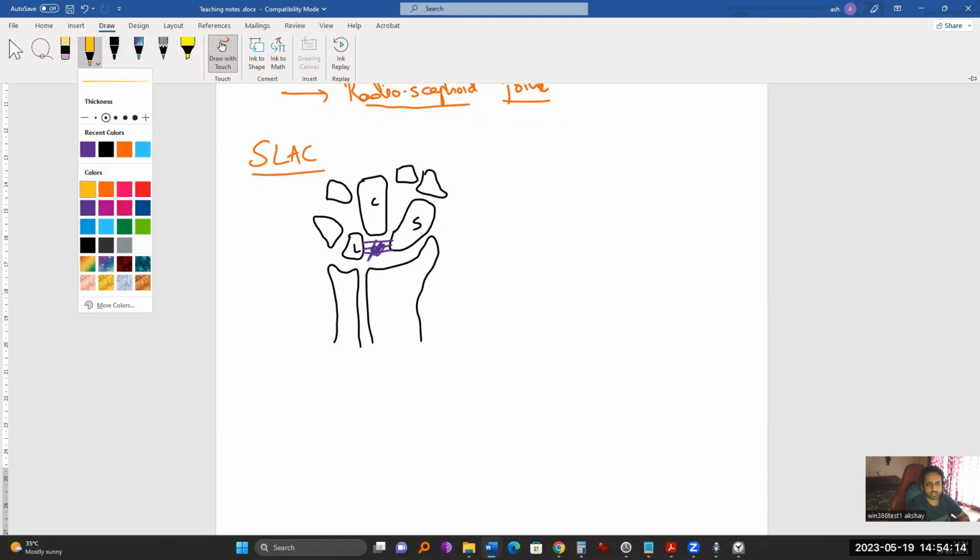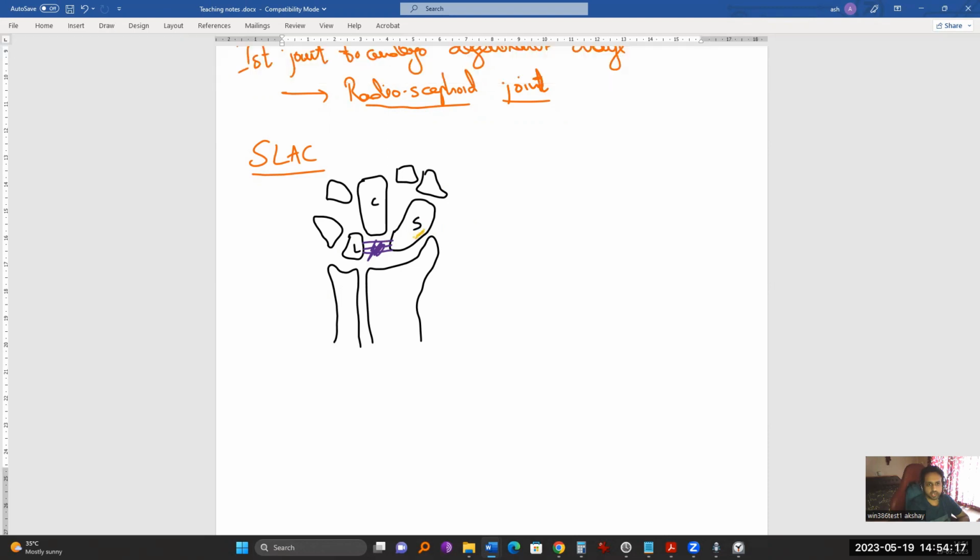there will be degenerative changes that develop. It can develop between the scaphoid and the radial styloid. Then as it progresses, it develops between the other bones also, between the capitate and the lunate and the other parts of the radius and the scaphoid. These degenerative changes are what is known as SLAC wrist. It can also result in DISI deformity.